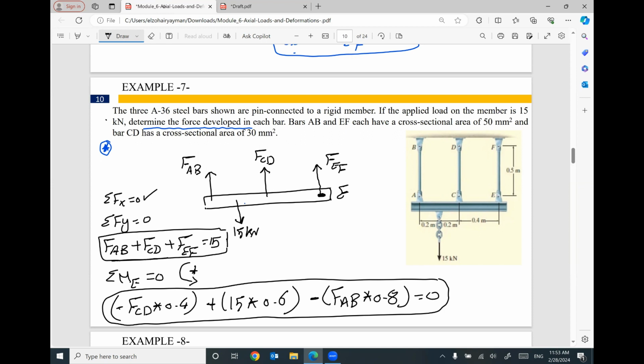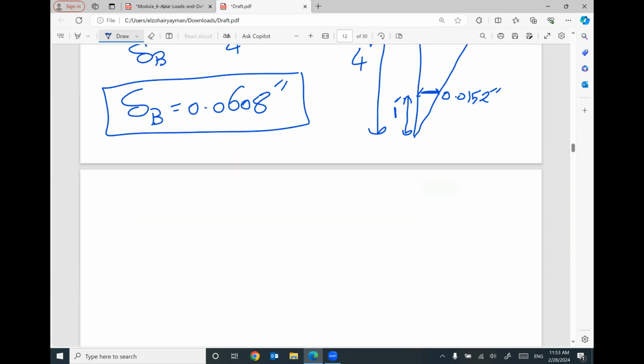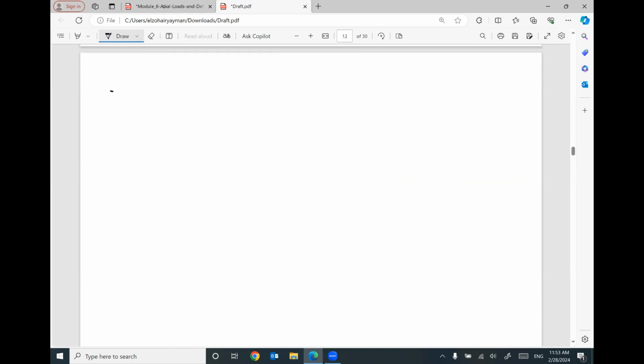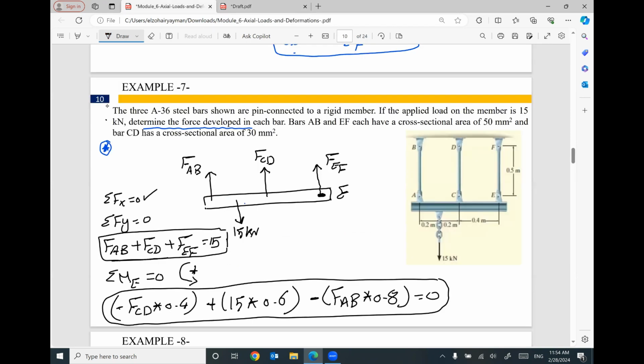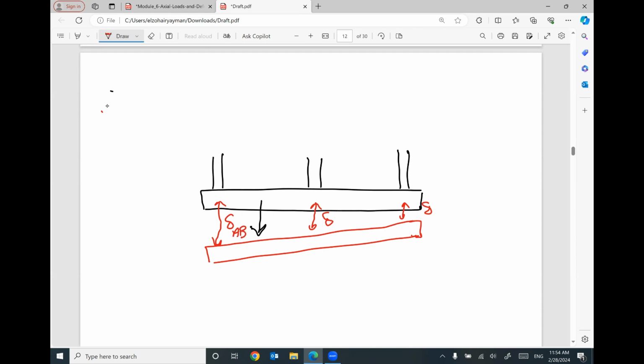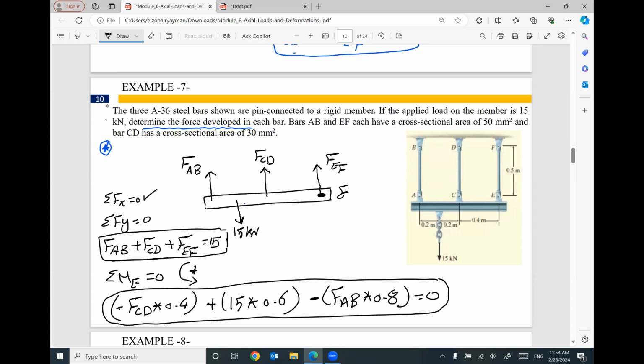So the next part, I need to figure out what is the deformation of the beam AE. Keep in your mind, this beam is hanging by this bar and this bar and this bar, and we have a force here. I think this force will cause more deformation in this one, a little deformation in this one, a little deformation in this one. So this is the new shape of your beam. We have here delta, delta, delta. This delta will be AB, this one will be delta CD, this one will be delta EF.